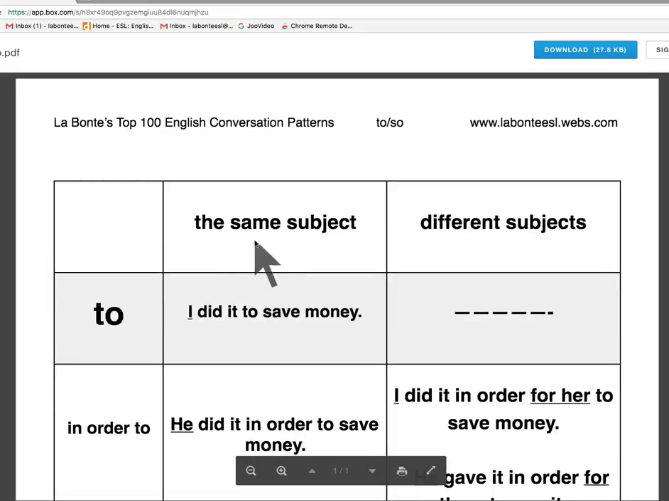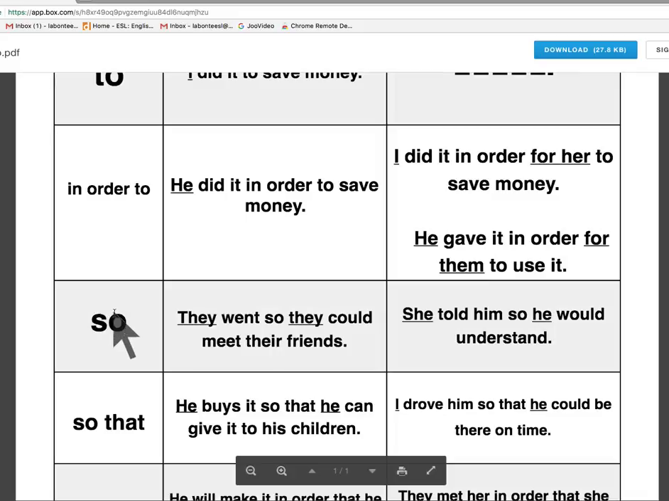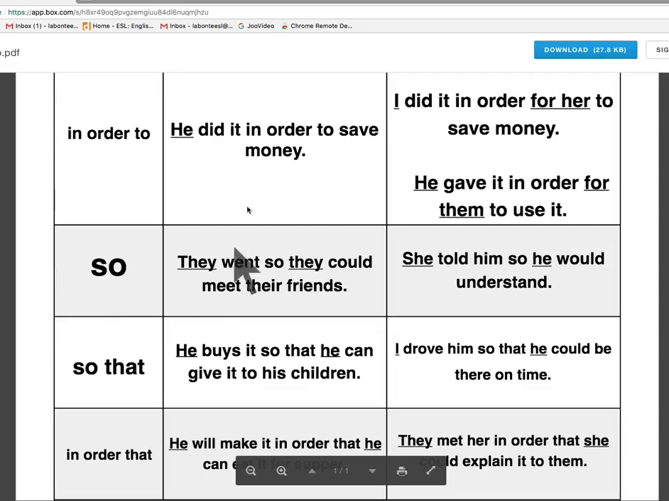They can be used with the same or a different subject. So that, and in order that. They went so they could meet their friends, the same subject. She told him so he would understand, different subjects. So it's very versatile. It sounds good. And with this pattern, so that, and in order that, let me go back here.